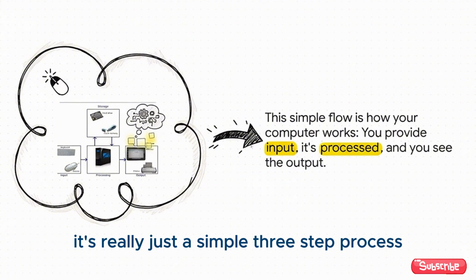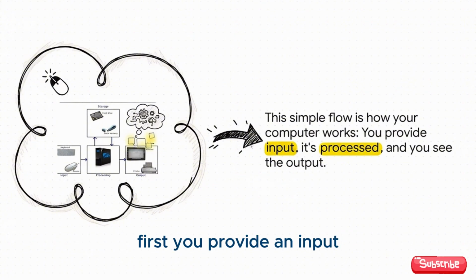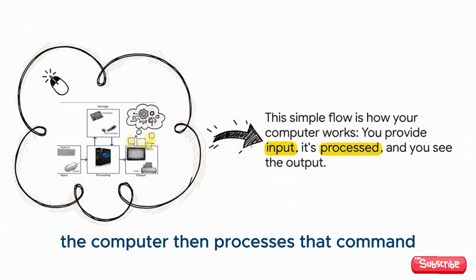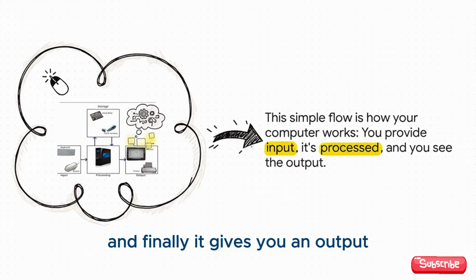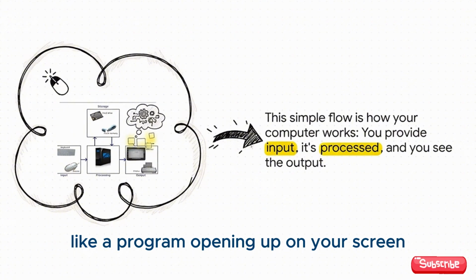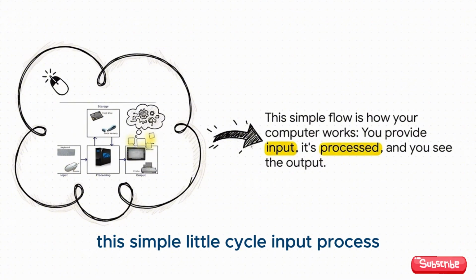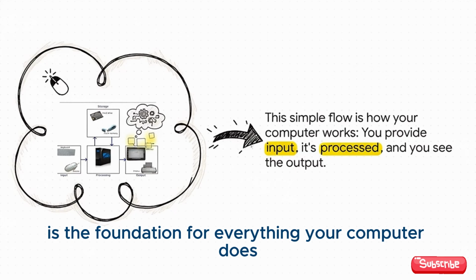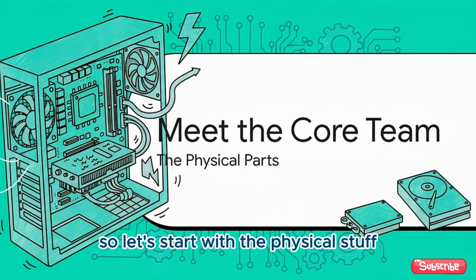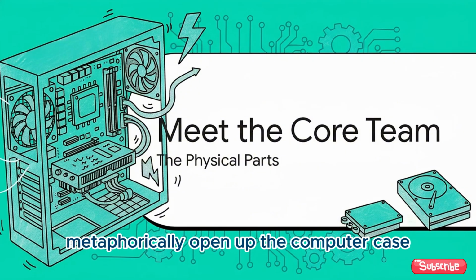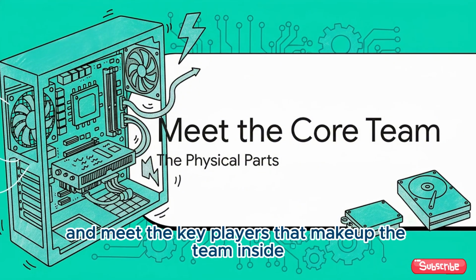It's really just a simple three-step process. First, you provide an input, say a click from your mouse. The computer then processes that command, and finally, it gives you an output, like a program opening up on your screen. This simple little cycle, input, process, output, is the foundation for everything your computer does. So let's start with the physical stuff, the hardware. It's time to metaphorically open up the computer case and meet the key players that make up the team inside.